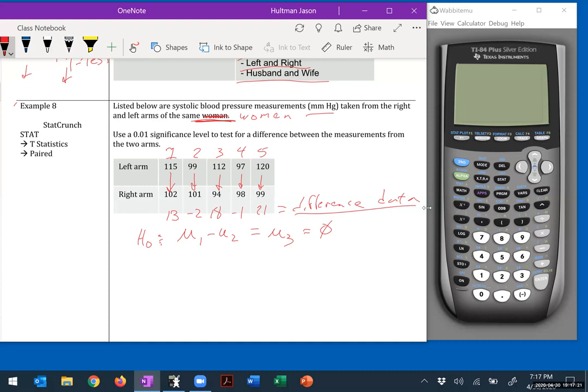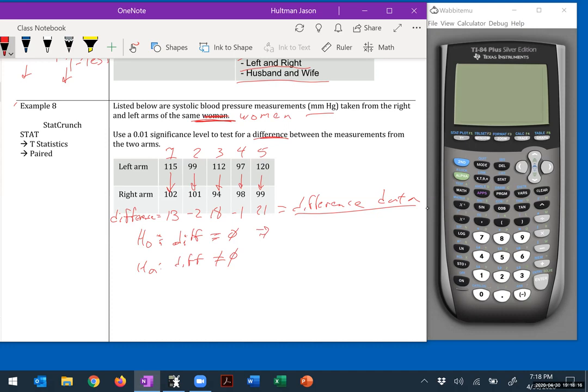So we don't use mu1, mu2. We say there is mu3, which is the difference. This is my difference data. Is the difference equal to 0? What's the alternative? We want to use a 0.01 significance level test for a difference. Is there a difference? Well, we want to say no, the difference was not equal to 0, that there was a significant difference.